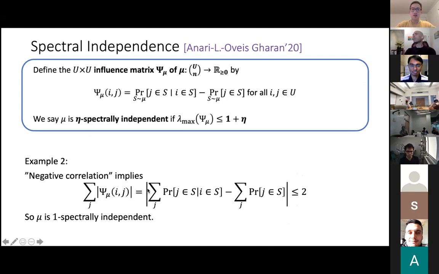As another case, let's say you have this property known as negative correlation. Negative correlation is a very heavily studied property in probability theory, which has lots of nice implications, for instance to concentration of measure, and also has implications to rapid mixing of random walks. Basically what it says, in the language of spectral independence, is that all the off-diagonal entries of these influence matrices are going to be non-positive. And it turns out, with some quick calculations, this implies spectral independence with parameter eta equal to 1. So this is still a very strong spectral independence. In general, you want this eta to be as small as possible.